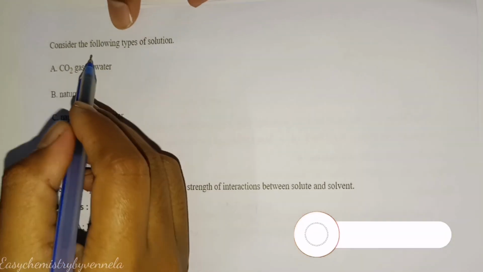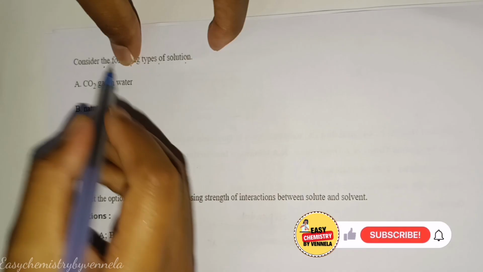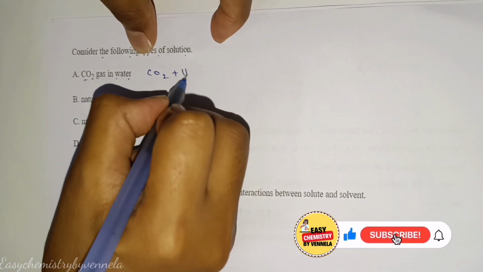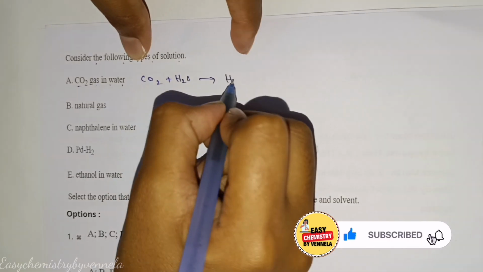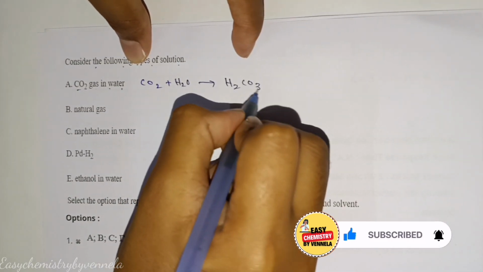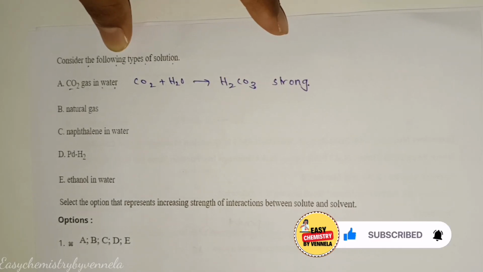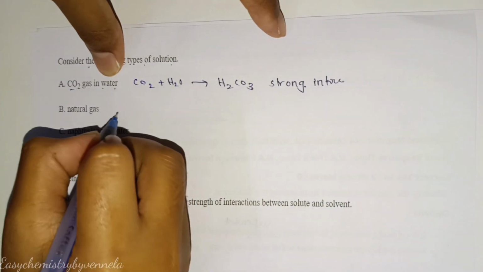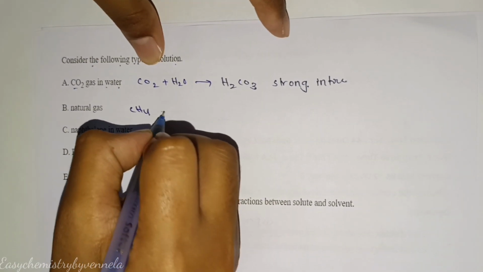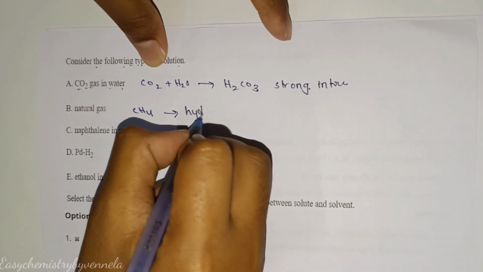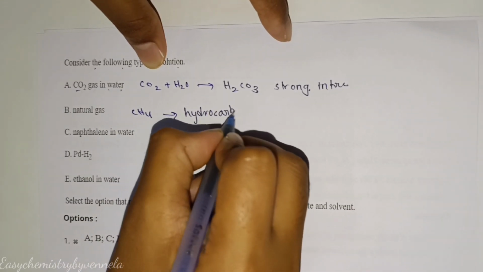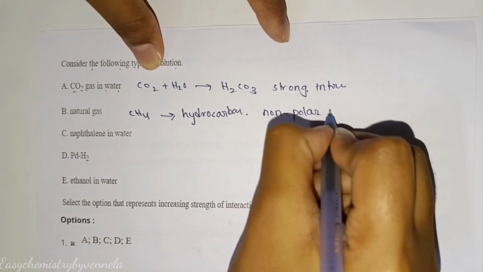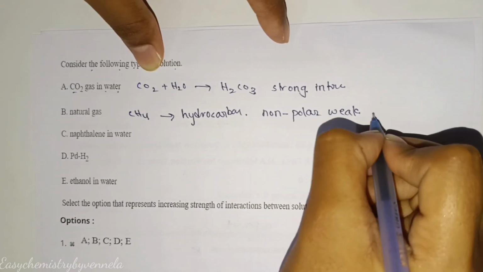Consider the following types of solution. CO2 gas in water. CO2 reacts with water, it forms carbonic acid. This is a strong interaction. Next, natural gas, that means methane. This is hydrocarbon. Here non-polar, this is weak interactions are present.